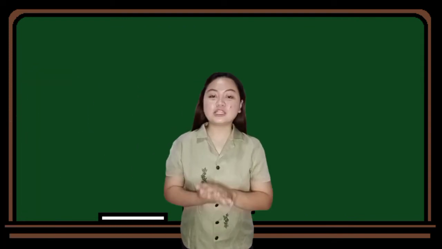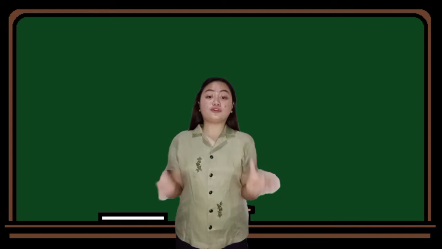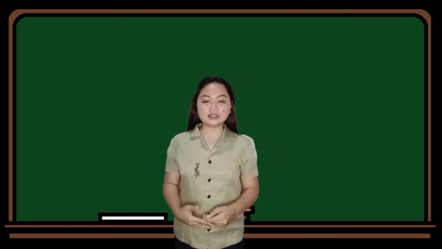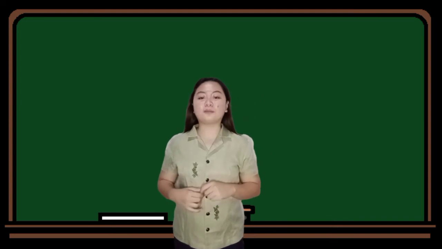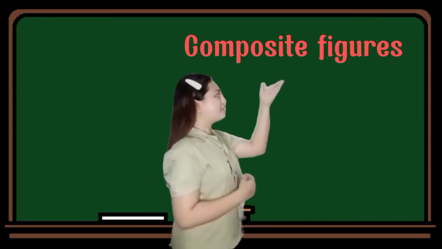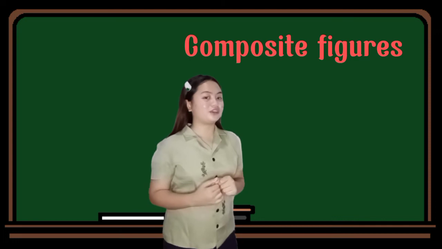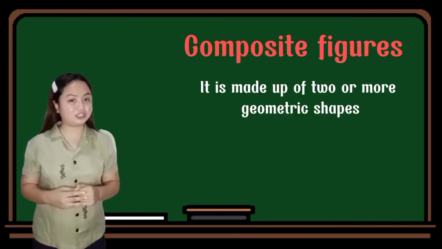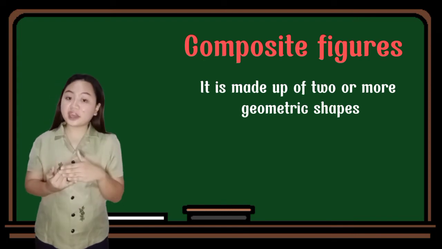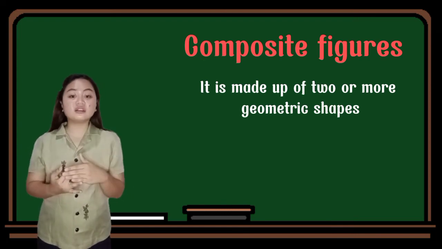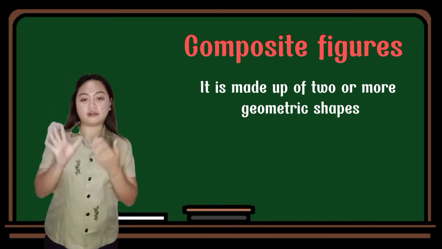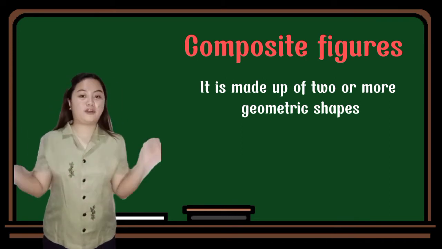Okay. Now that we already know how to find the area of basic shapes and their formulas, let's proceed to composite figures. What is a composite figure? It is made up of simple geometric shapes such as square, triangle, circle, rectangle, parallelogram, and many more.